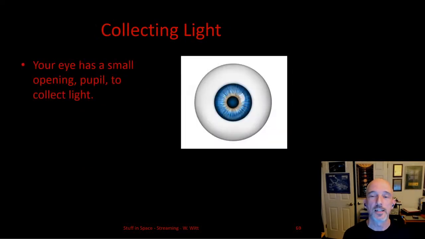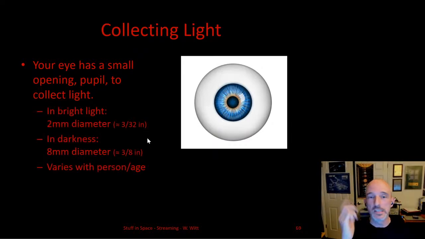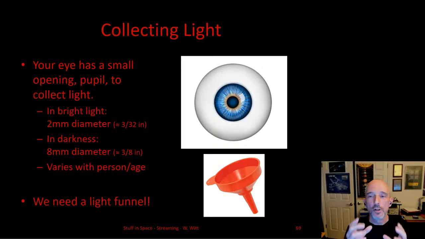When we look at the night sky, or anything really, with our eyeballs, light is entering through the pupil, the little hole that we have in the middle of our eyeball. And the pupil changes size. You've all seen this, right? In bright light, your pupil might be like 2 millimeters or about 3/32 of an inch. And in darkness, it'll expand to about 8 millimeters. And as you get older, this gets creakier, and then it gets harder to make the pupil really big. So our night vision will tend to diminish as we get older. These things vary with person and age, but this is what happens pretty much for all of us. So that little hole is not a big hole to collect light. So we need like a light funnel.